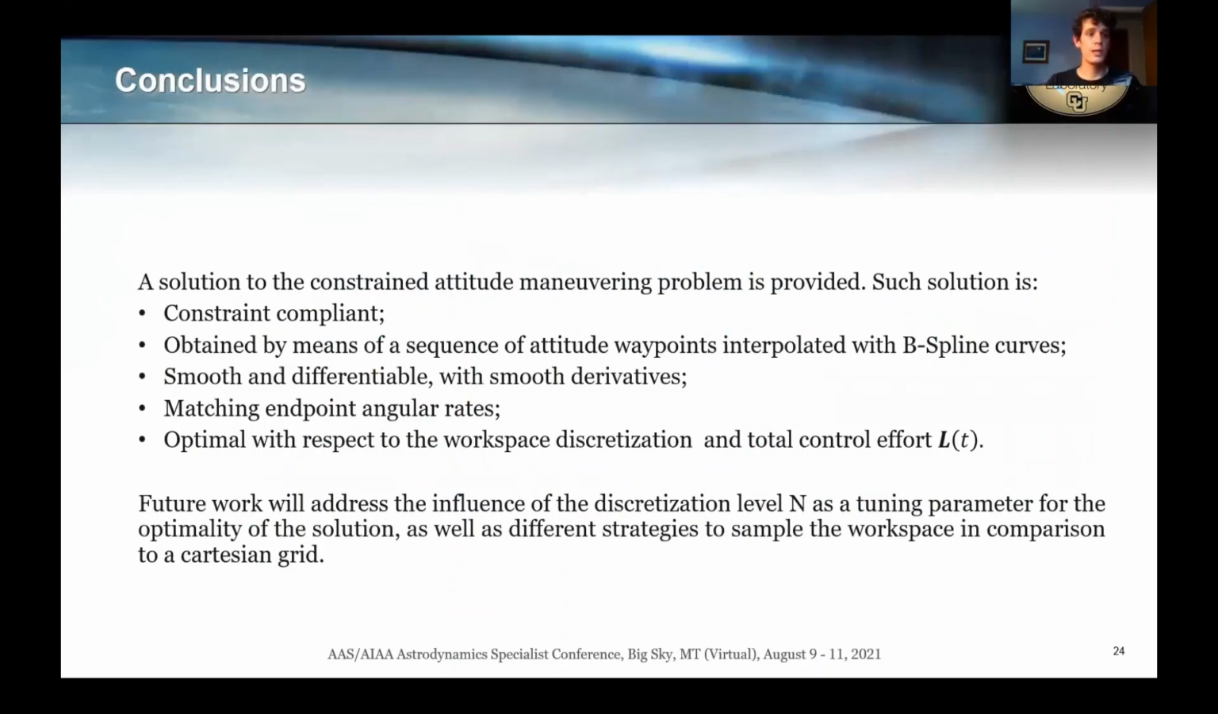So in conclusion, we were able to provide a solution to the constraint attitude maneuvering problem. Such solution is obtained by interpolating a set of waypoints using B-spline curves, which are smooth and differentiable with smooth derivatives. And we're also able to match endpoint requirements on angular rates in the initial and final parts of our maneuver. These solutions are optimal with respect to the control effort L and of course, with respect to the discretization level that we're using.